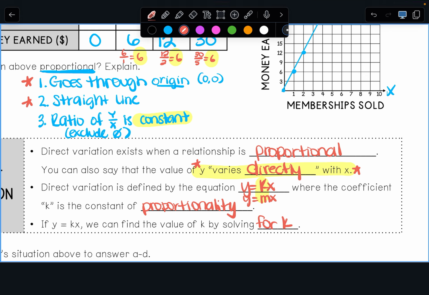If y is equal to kx, we can find the value of k by solving for k. Okay, so let's say, for example, I'm going to come over here. Our formula is y is equal to kx. If we want to solve for k and get the k by itself, we would separate k and x by dividing, because k is multiplied by x. So we would get k is y over x, or k is y divided by x. And then that's where you'll see that connection there, okay?